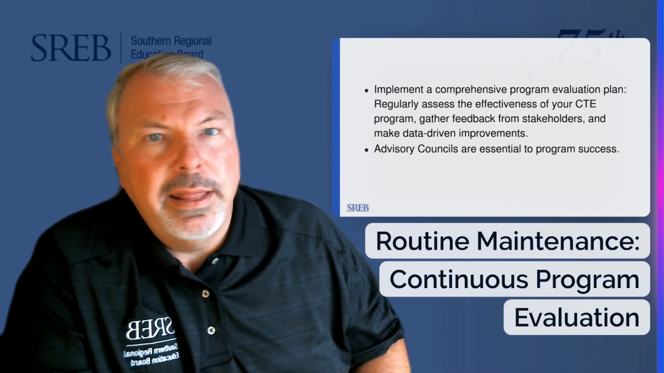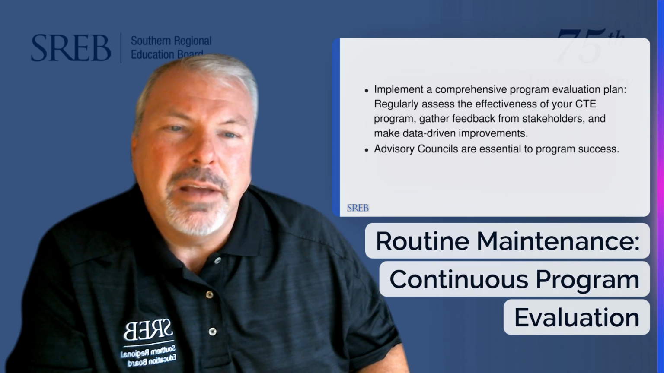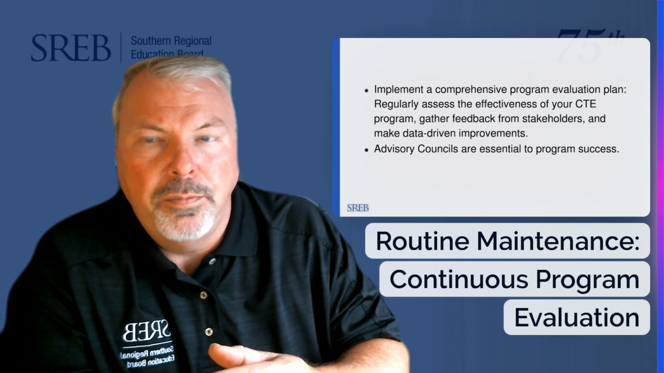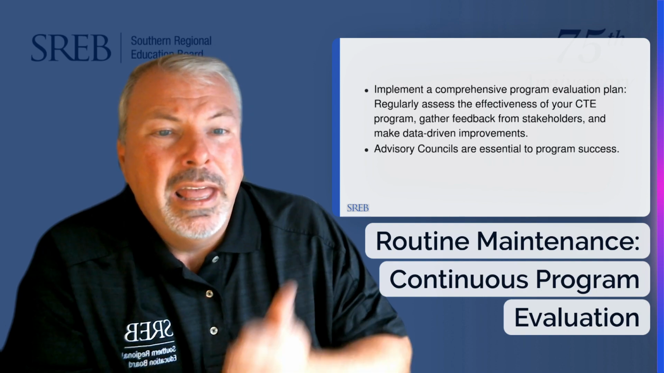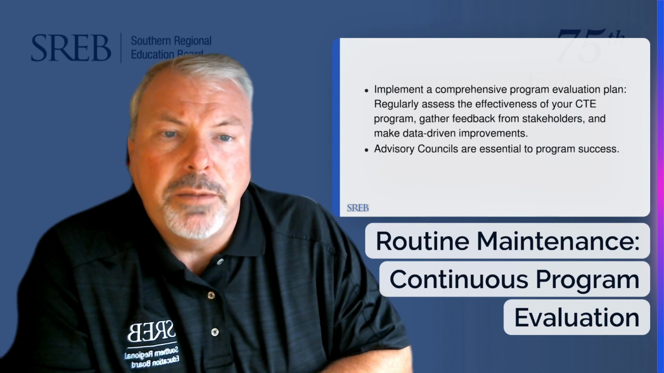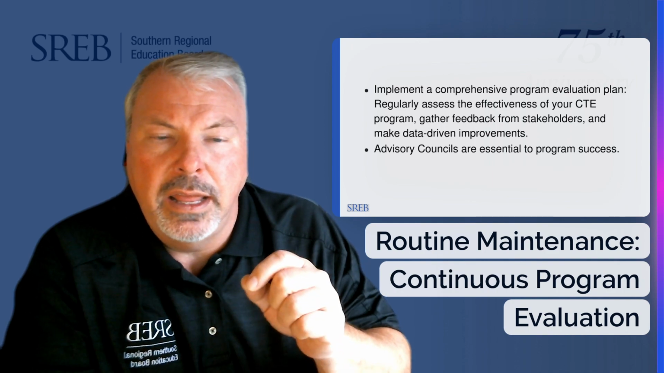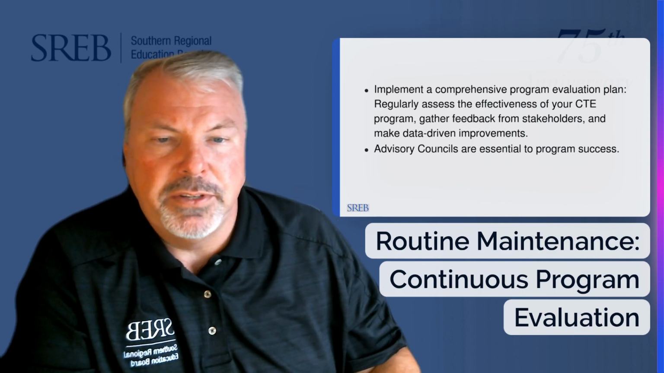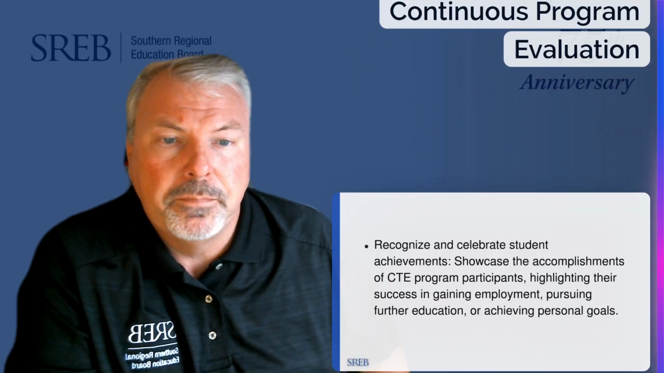Routine maintenance. You know, you can't take a trip without changing the oil every once in a while in your vehicle. And so think about these things as far as continuous program evaluation and making sure that you're making the necessary corrections, additions, and modifications as you're going along. Implement a comprehensive program evaluation plan. Regularly assess the effectiveness of your CTE program, gathering feedback from stakeholders, and make those data-driven improvements that are needed on a just-in-time basis. And if your advisory councils are essential to this program's success, be sure to have the right people in the right seats on your advisory council as well.